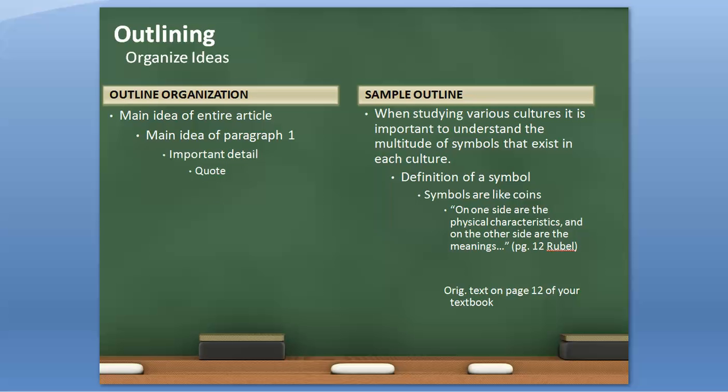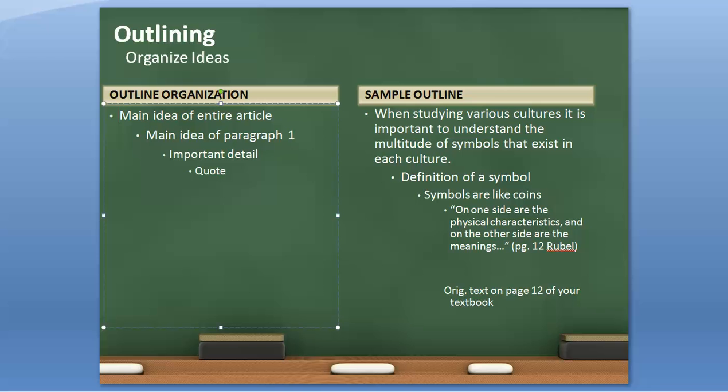Okay, so now when reading, you will need to organize the ideas in the article, especially for the essay that you will write next. So again, you need to read and then determine what's most important, what's a detail to support that idea. So if you follow with me, let's look at this outline organization. When reading an article, if you write down an outline, you'll need to first begin with the main idea of the entire article.